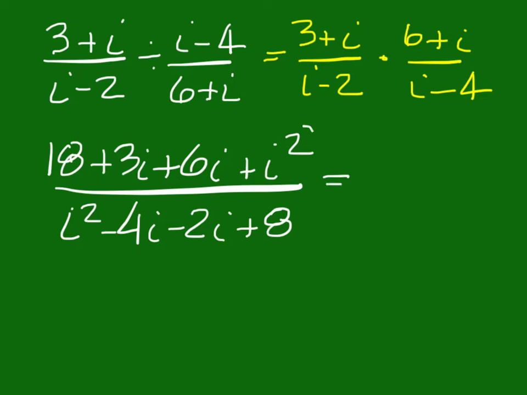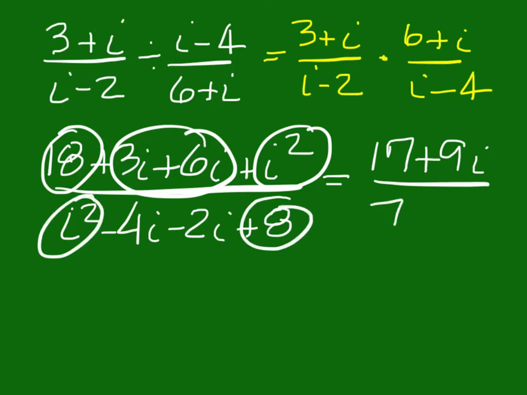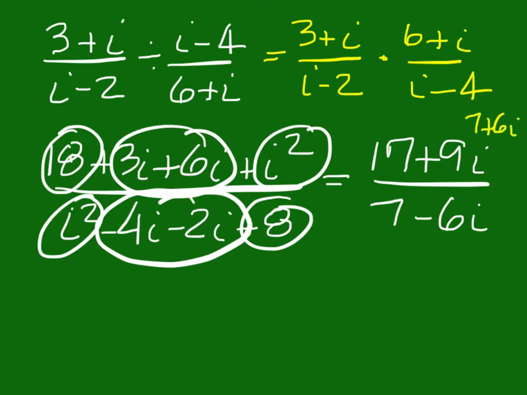On the top, I have negative 1 and 18. That would be 17. And in the middle, I get 9i. On the bottom, negative 1 and 8 is 7. And the middle simplifies to minus 6i. Now that's what we have to work with to simplify. So you would be multiplying the top and the bottom by 7 plus 6i.